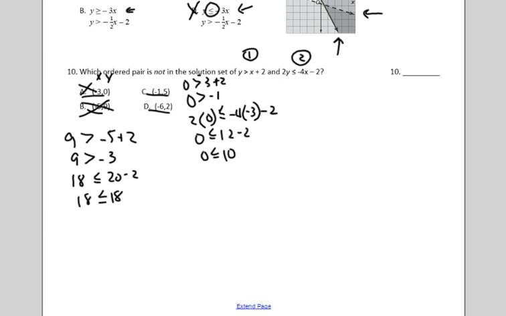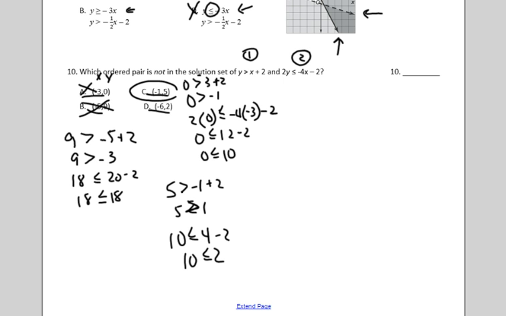Letter C. We have 5 is greater than negative 1 plus 2. 5 is greater than 1. True. And then we have 2 times 5, that's 10, less than or equal to 4 minus 2. 10 is less than or equal to 2. Not true. So letter C is the one that is not true.